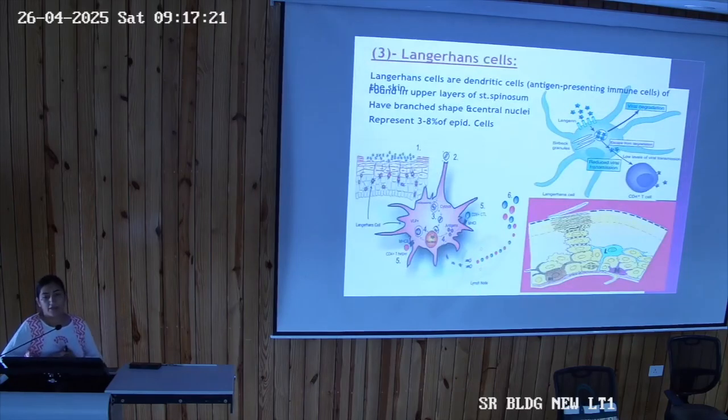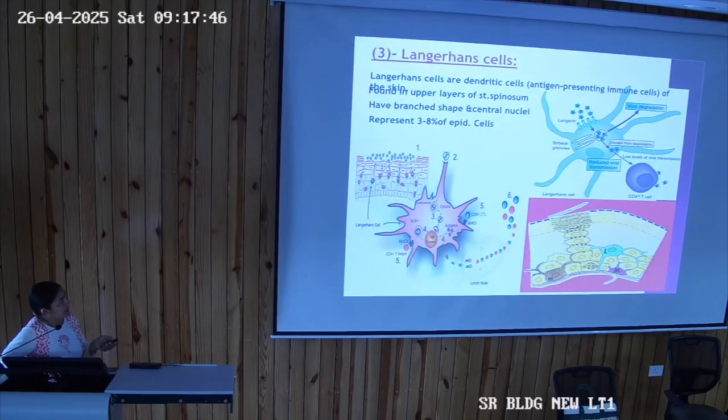Next is the Langerhans cells. These are the antigen presenting cells. So that is homework for you: melanocytes, melanin producing cells, why they are present in the body. Next is the Langerhans cells, which are antigen presenting cells. These are the dendritic cells which are found in the skin, and they are found in the upper layers of the stratum spinosum. How do they look?